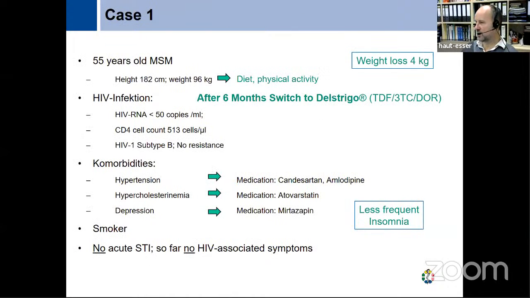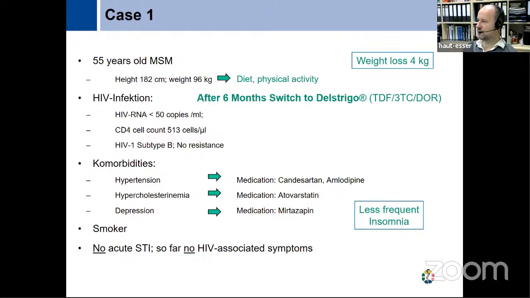So in our patient, we also decided to switch to Delstrigo, to TDF 3TC Doravirine, but we also offered the patient a sports program. He takes part in one from our AIDS aid. They go walking with patients, and they also have a program to advise a person how to cook and what to eat. And he also made a diet and physical activity program. So he reached a weight loss of 4 kilos.